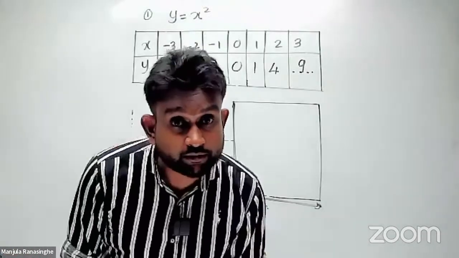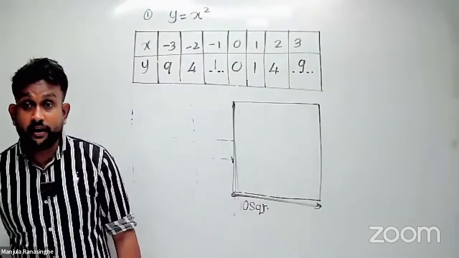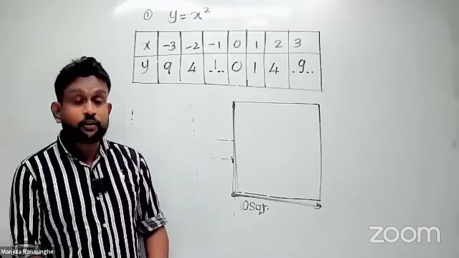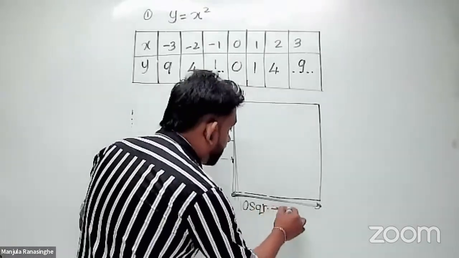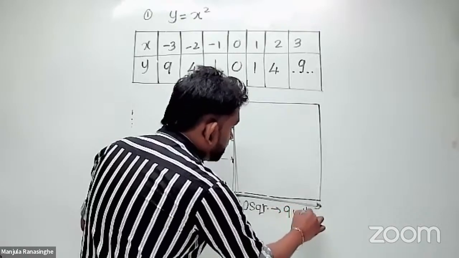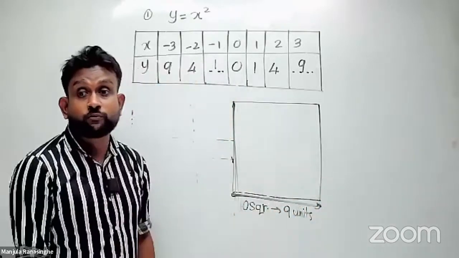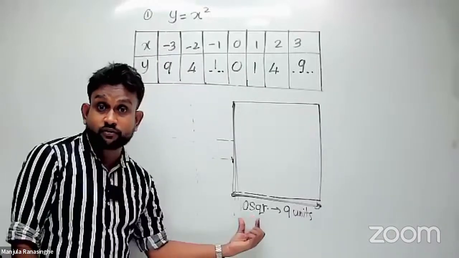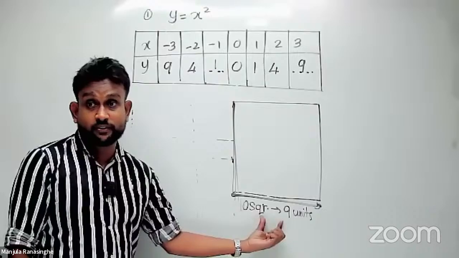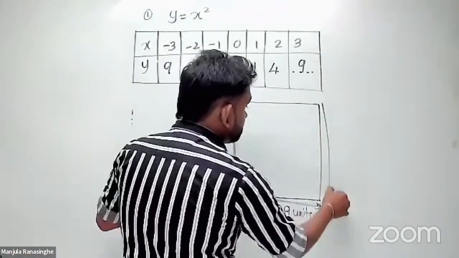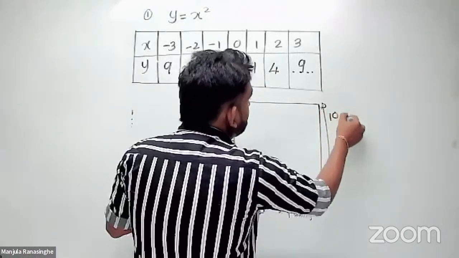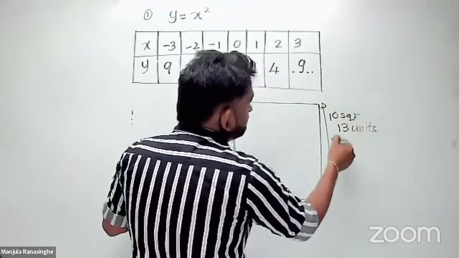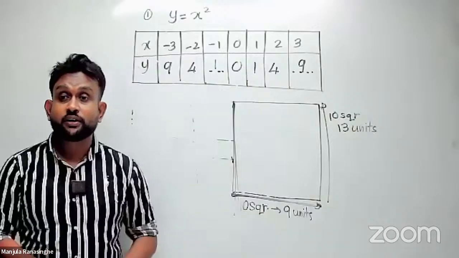How many units? 10 squares, 9 units there. Yes, 9 big ones. So here we have 10 squares, 9 units. Remember that this is the x direction. For the y direction, we have 5 squares as 18, twice of that. So in the y direction, you have 10 squares, around 13 units. 13 units, then 5 squares, how much?